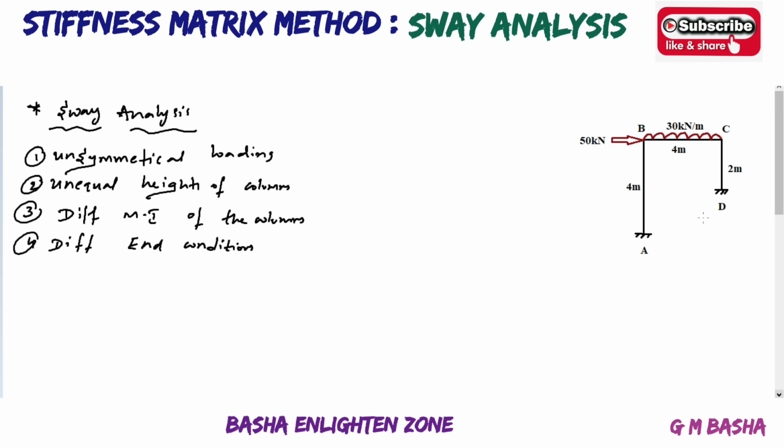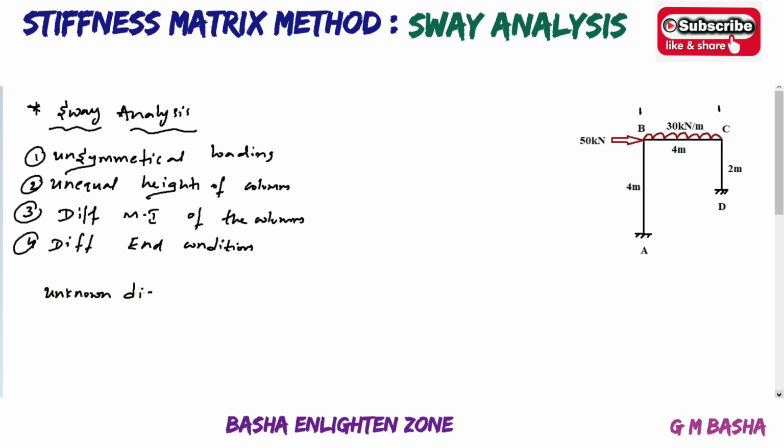And at the same time, what is the first step? Each and every time while solving a problem based on the stiffness matrix method, you have to find the unknown displacements, based on the degrees of freedom. Already I solved one non-sway analysis procedure. In the same way, you have to find the unknown displacements. See here, at end A and end D it is fixed, so there will be no degree of freedom. But at joint B you will get 1 degree of freedom, and at joint C you will get 1 degree of freedom. So 2 degrees of freedom, one at joint B and another at joint C, and one unknown displacement based on sway. So totally there will be 3 unknown displacements.